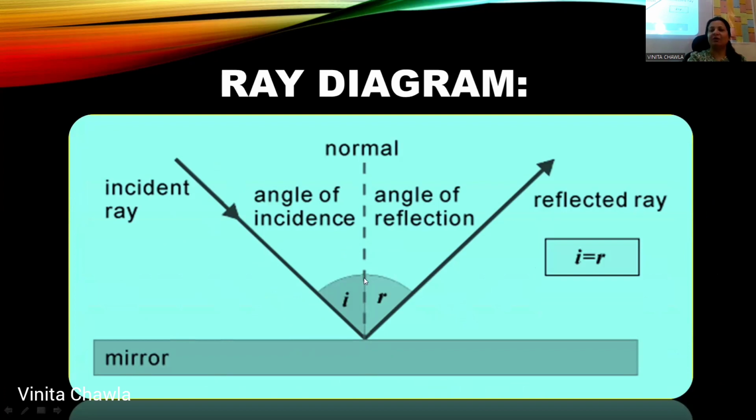Then we measure the angle of incidence. Now we need to keep these two angles the same. If the angle of incidence is 45 degrees, then angle of reflection has to be 45 degrees only. If this is 45, it has to be 45, angle r. Then we draw another angle of 45 degrees. And this ray is called the reflected ray. This is how we draw this ray.